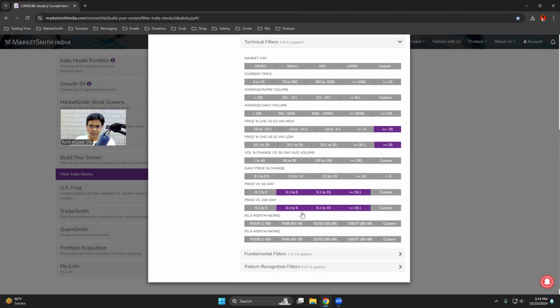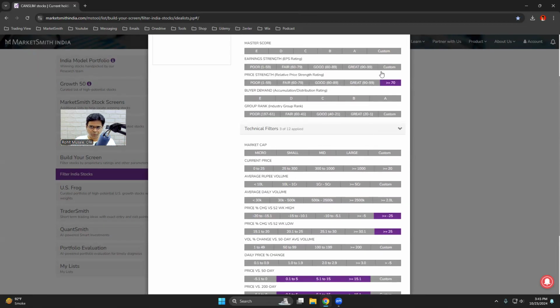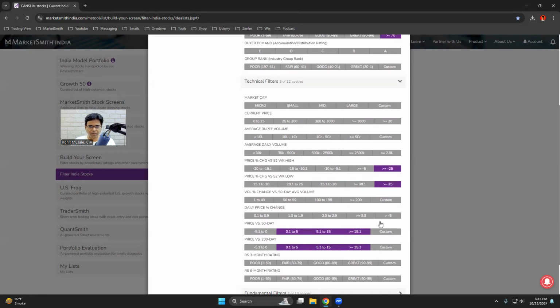So we are looking at stocks which are showing decent relative strength, which are already showing strength because they are near their 52-week high, plus they are above the moving averages, which indicates a stage two uptrend. This much criteria is enough.